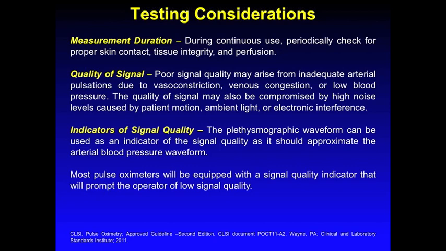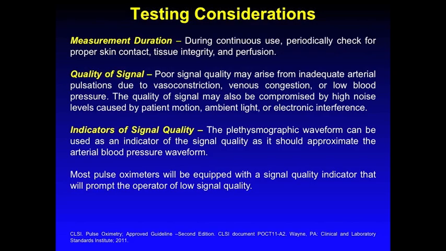The measurement duration and quality of signal are two major analytical considerations for pulse oximetry. During continuous use, periodically check for proper skin contact, tissue integrity, and perfusion. Poor signal quality may arise from inadequate arterial pulsations due to vasoconstriction, venous congestion, or low blood pressure. The quality of signal may also be compromised by high noise levels caused by patient motion, ambient light, or electronic interference. Again, the plethysmographic waveform can be used as an indicator of signal quality as it should approximate the arterial blood pressure waveform. Most pulse oximeters will be equipped with a signal quality indicator that will prompt the operator of low signal quality.